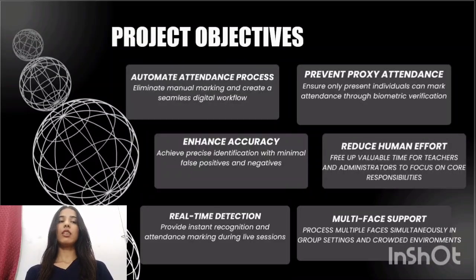Now let's look at the objective of our project. The first objective is to improve accuracy. Our system should correctly identify students with minimal errors. The second objective is real-time detection. This means attendance should be marked instantly during live sessions. Another important objective is to prevent proxy attendance. Only the actual person present should be marked using face recognition.